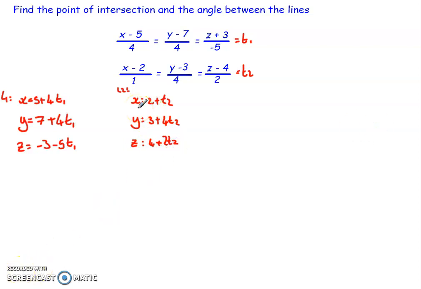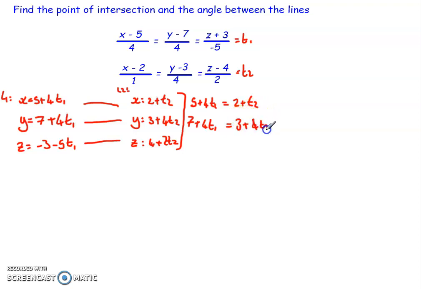So now that I've got that, what I do is I equate the corresponding parts. So I equate the x's to each other, the y's to each other, and the z's to each other. What that will then allow me to do is say that 5 plus 4t1 equals 2 plus t2, 7 plus 4t1 equals 3 plus 4t2, and the last one, negative 3 minus 5t1 equals 4 plus 2t2.